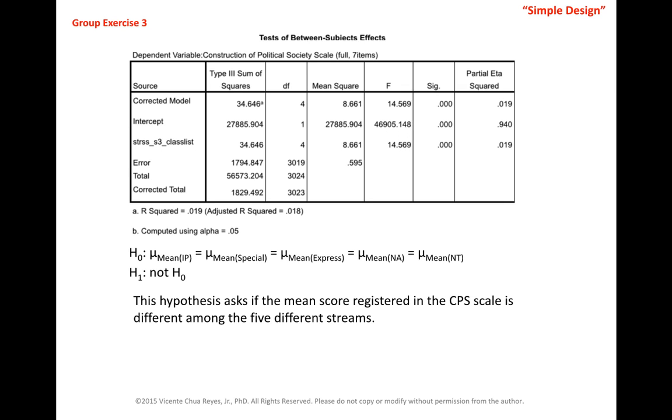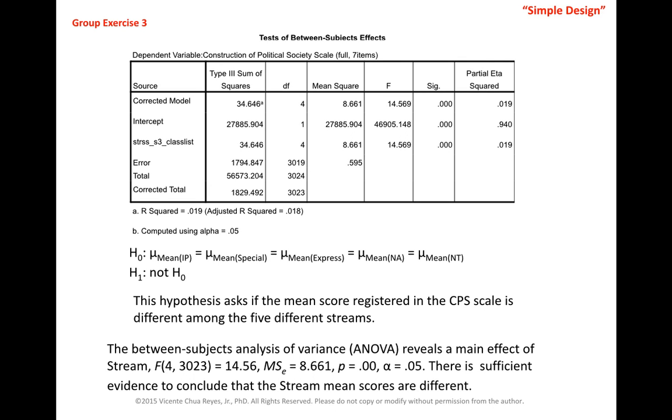Okay, let's look at the results of the test. The between subjects analysis of variance reveals a main effect of stream. Again, the degrees of freedom is 4. The total number of respondents is 3023. The F value is 14.56. The mean square error is 8.661. The P value, in the column second to the last, Sig, is 0.00. It is below the alpha of 0.05.